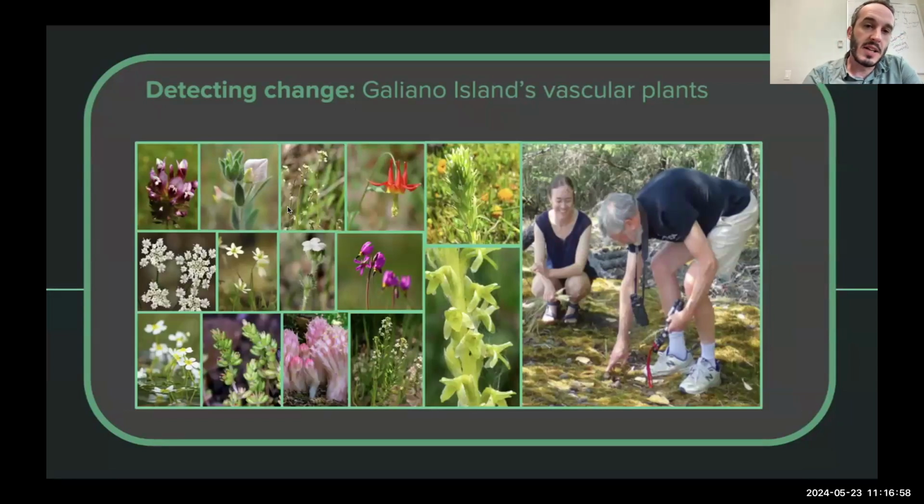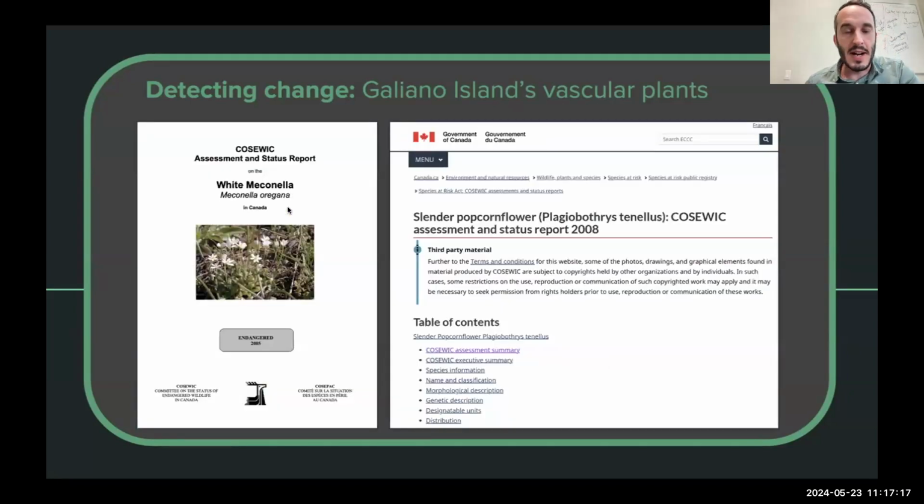From the list of historically reported species that hadn't been observed, we narrowed down 14 candidate species that we deemed to be at risk of extirpation, and we set out in a concerted effort to detect them through systematic surveys of historical and potential habitat. Some of these species are ranked as endangered in Canada and so are very high priorities for conservation. Others, however, are not necessarily considered rare at the national or provincial level, but nevertheless appear to be at risk of extirpation at the scale of Galiano Island.